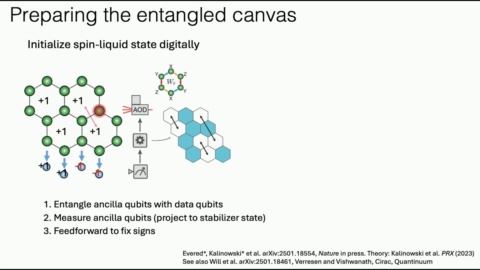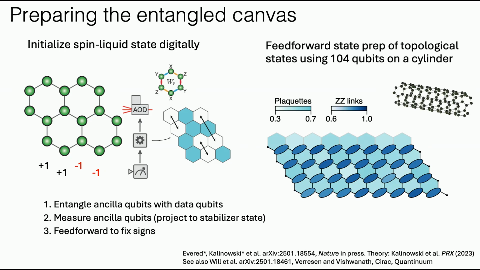Some of the ancilla readout values will just be -1. And based on these measurement values, we go in with local single qubit gates and fix the sign of all of the plaquettes, or all of these 6-atom loop operators across the system, to be +1 valued. And so this is what our experimental data looks like.